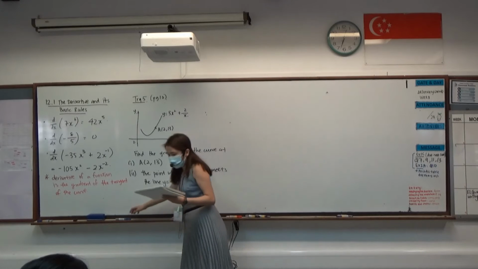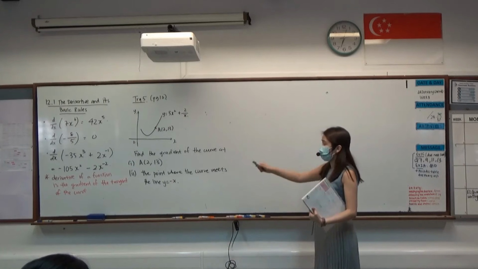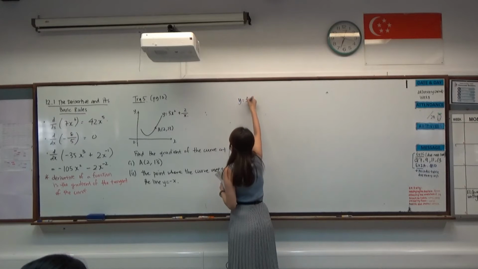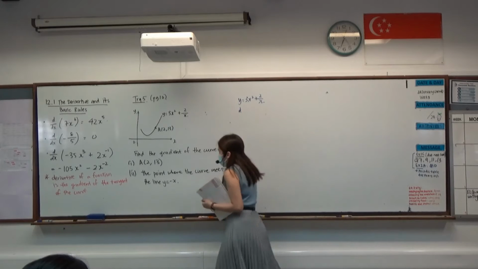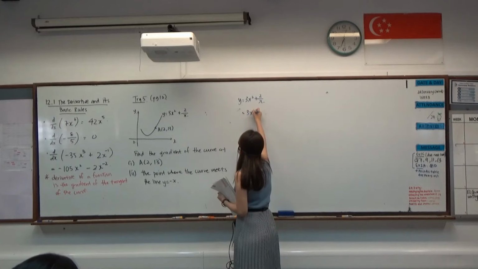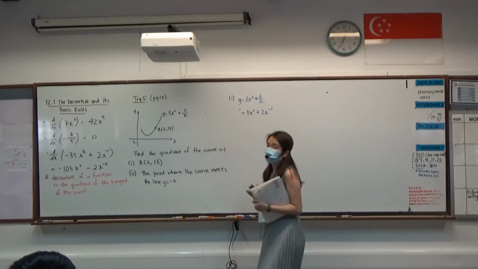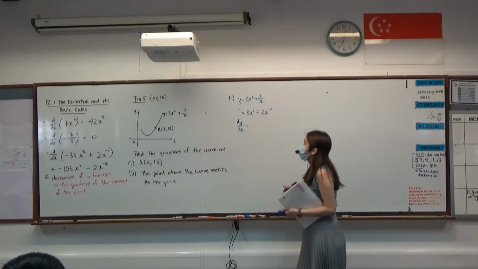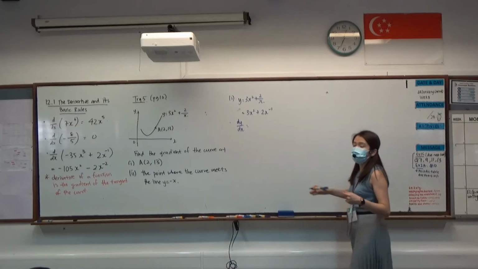Right. So following up on this question, we want to find out the gradient of the curve at the point A (2, 13). What we will first do, given this equation of the curve, is differentiate it first. But it may be a bit difficult to differentiate a fraction, so we re-express it in this manner before we differentiate and have dy over dx. When we have dy over dx, what would the derivative be?